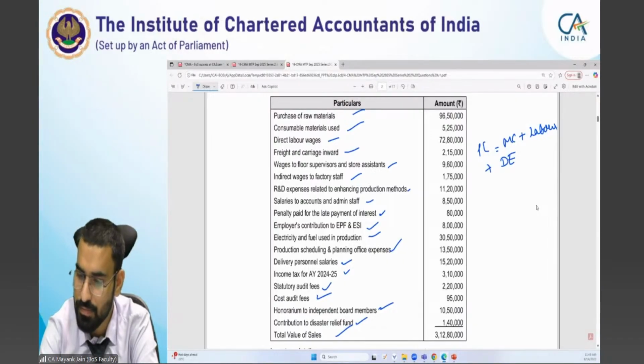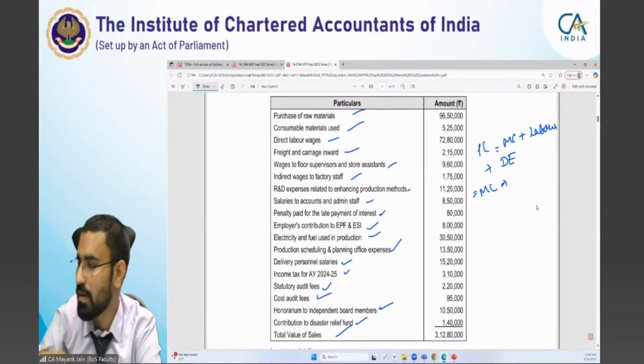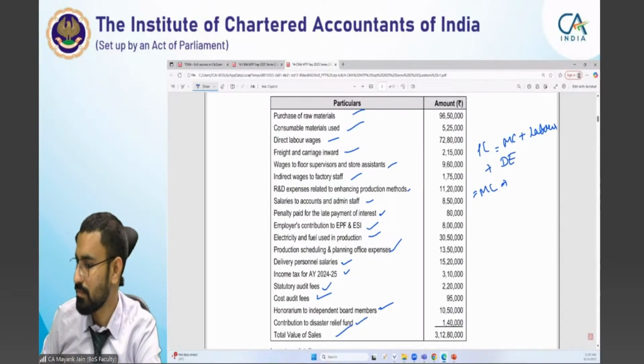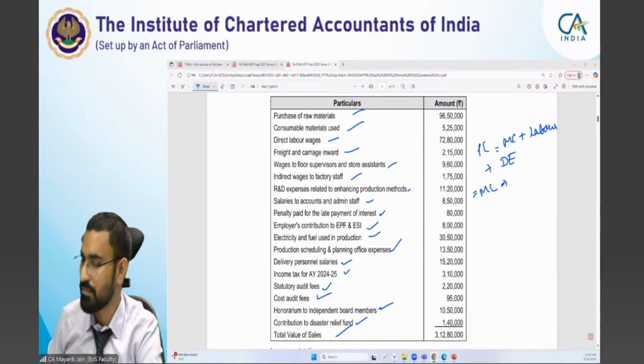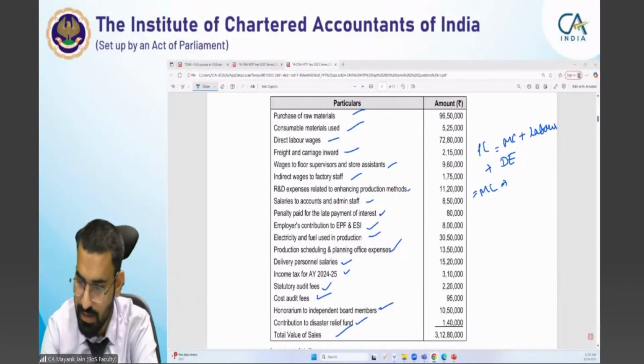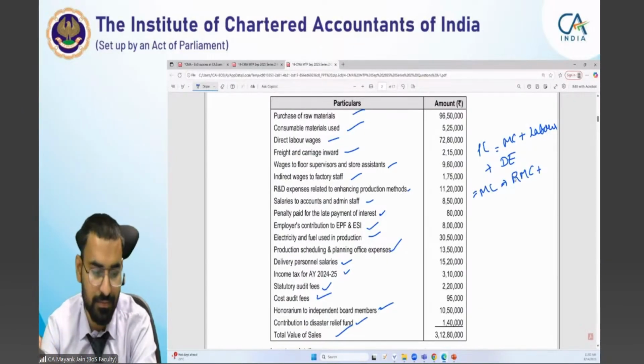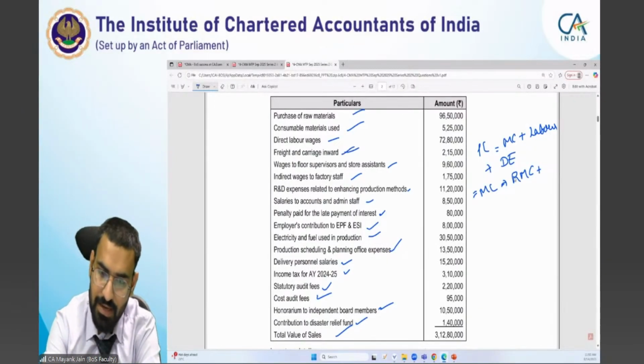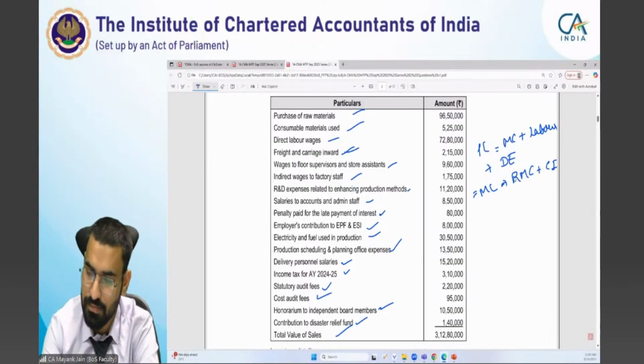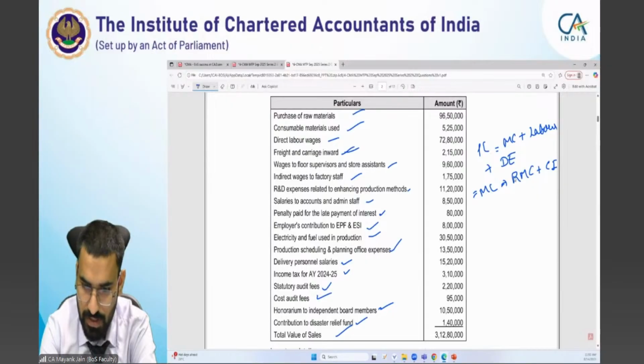सो मुझे आप बताइए मटेरियल कॉस्ट हमारी कितनी है? You can reply on chat box. Give your answer. इसमें क्या क्या इंक्लूड होगा हमारा? रॉ मटेरियल कंज्यूम प्लस और बताइए क्या इंक्लूड होगा हमारा? कैरेज इनवर्ड. उसके अलावा हमारा क्या इंक्लूड होगा? डायरेक्ट कॉस्ट. डायरेक्ट कॉस्ट कौन सी है हमारी?